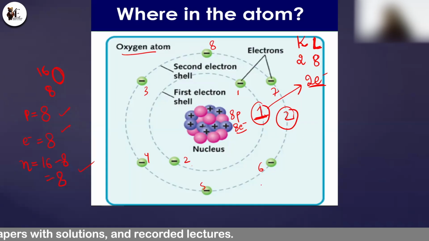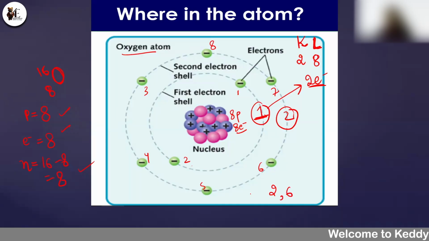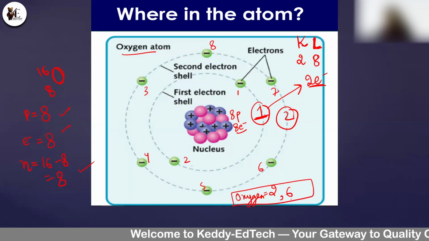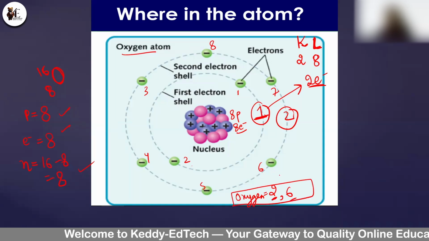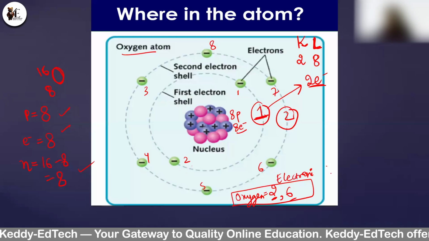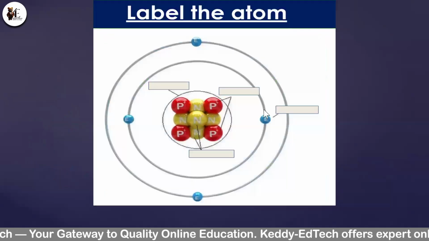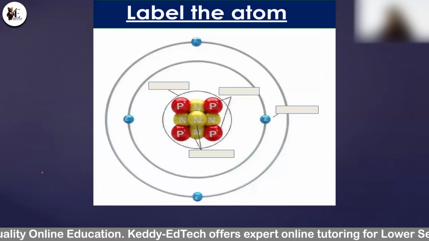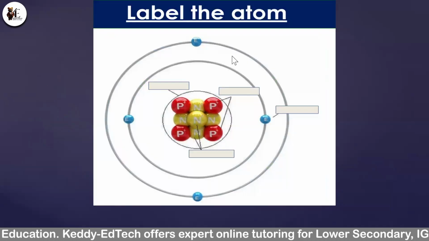So if you write the electronic configuration, meaning how the electrons are arranged in the various shells of an atom, you will write 2, 6 for oxygen. Why? Because there are 2 electrons in the first shell and 6 electrons in the second shell. So this is how to write down the electronic configuration. Is it clear? Okay, so can you label this atom?